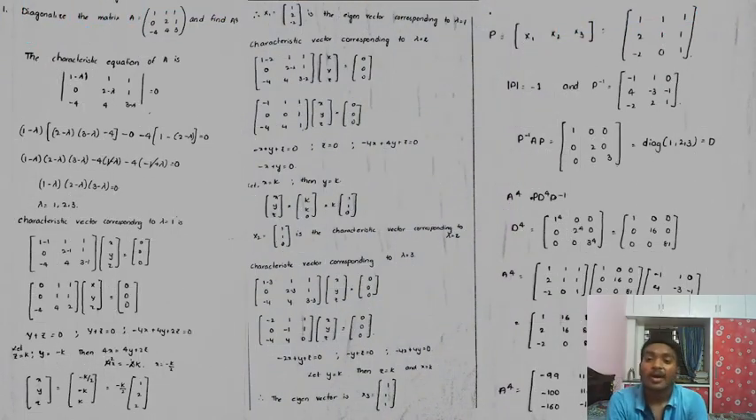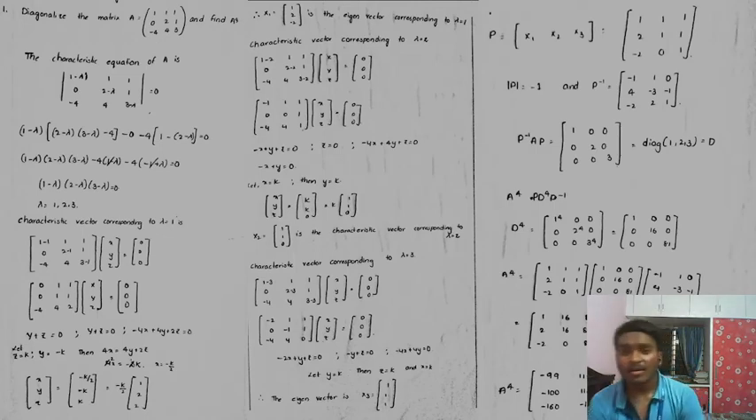Next sum. Diagonalize the matrix A, 1, 1, 1, 0, 2, 1, minus 4, 4, 3, and find A power 4. In the previous problem we calculated A cube, now we need to calculate A power 4. The given matrix A is a 3 by 3 matrix, so the diagonalizable matrix and the model matrix will also be 3 by 3. Everything will be the same.